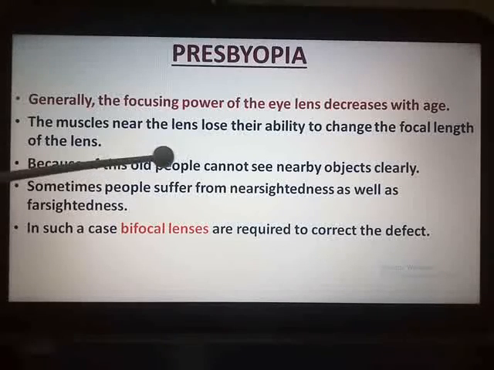Sometimes these people suffer from nearsightedness as well as farsightedness, and in such a case, which type of lenses is used? Bifocal lenses are used. In such lenses, the upper part of the spectacles is a concave lens and it corrects nearsightedness, while the lower part is a convex lens which corrects farsightedness.